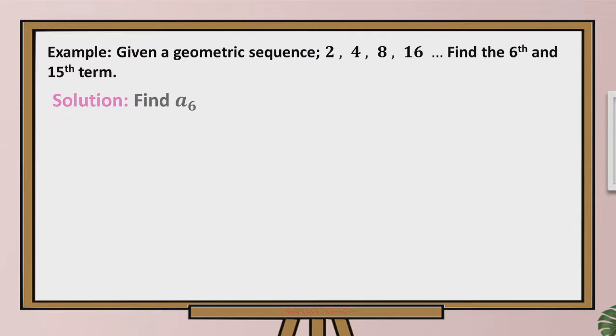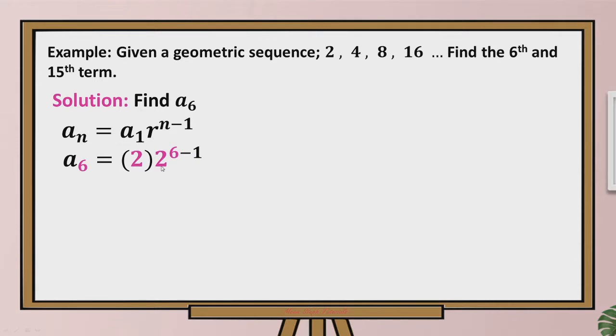So, for this problem, we have our solution in finding a sub 6. What is a sub 6? Ito yung hinahanap sa problem na 6th term ng geometric sequence na to. So, gagamitin natin ang formula or ang ating function. A sub n equals a sub 1 r raised to n minus 1. We will just substitute a sub 6. So, ibig sabihin, we are solving for the 6th term. Equals, yung a sub 1 natin ay ang first term na 2. And then, yung r naman natin ay 2.